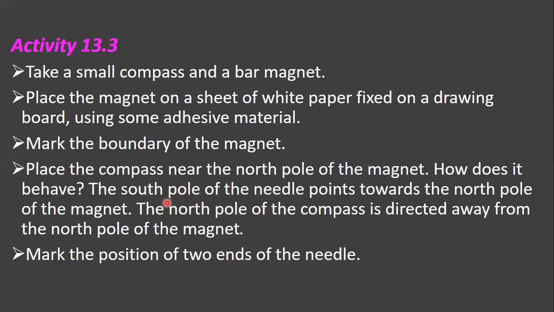On placing the compass near the north pole of the magnet, the south pole of the needle points towards the north pole of the magnet, and the north pole of the compass is directed away from the north pole of the magnet. This is because like poles repel each other and unlike poles attract each other. Now mark the position of the two ends of the needle.